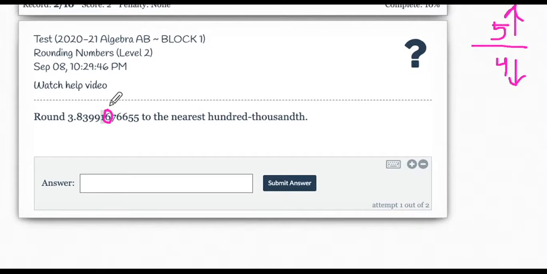The way this works is if the deciding digit is 5, 6, 7, 8, or 9, if it is 5 or higher, then the 1 will have to bump up to a 2. And if the decider is a 4, 3, 2, 1, or 0, it has to stay at a 1.